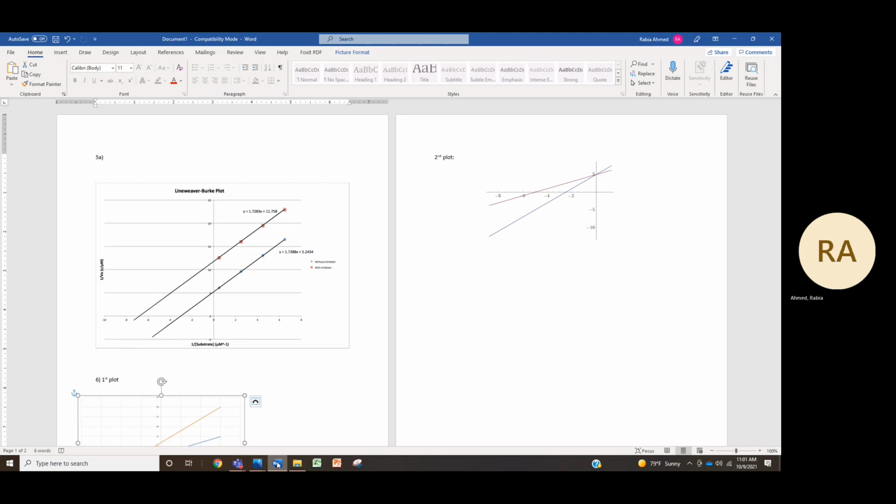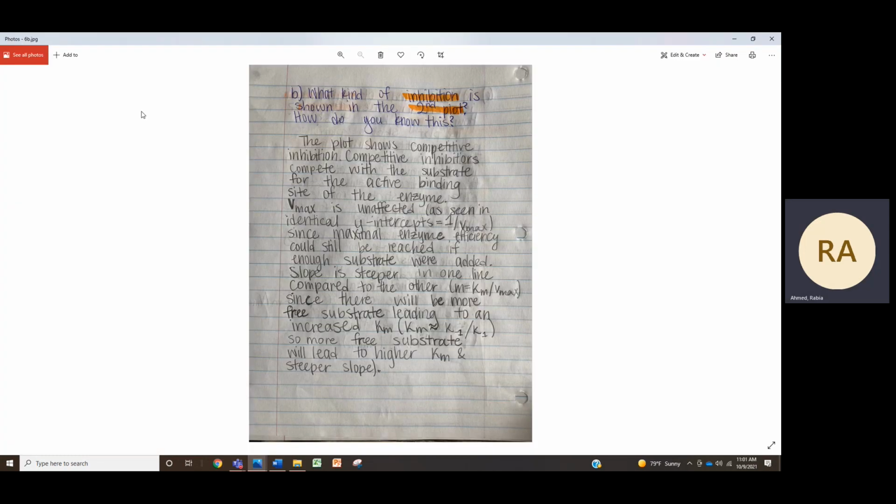And so, okay, for 6b, the plot shows competitive inhibition. Competitive inhibitors compete with the substrate for the active binding site of the enzyme. Vmax is unaffected as seen in the identical y-intercepts, which equal 1 over Vmax, since maximal enzyme efficiency could still be reached if enough substrate were added. Slope is steeper in one line compared to the other, m equals Km over Vmax, since there will be more free substrate leading to an increased Km, which is basically around K-1 over K1. So more free substrate will lead to higher Km and the steeper slope.